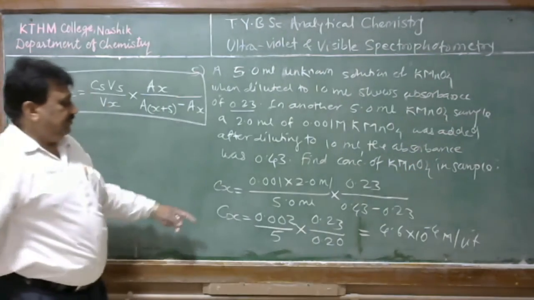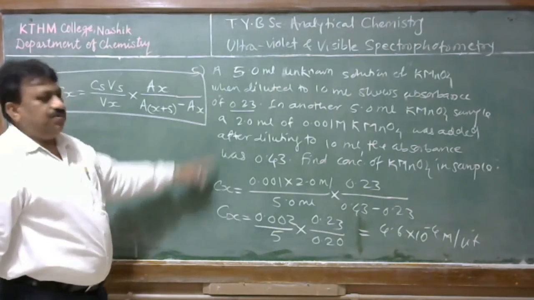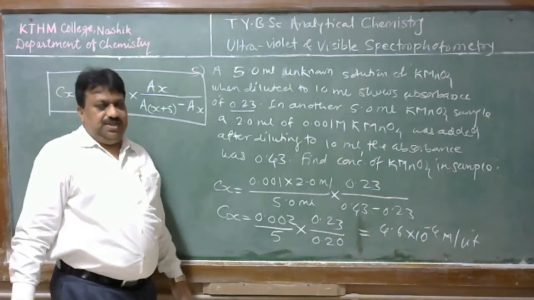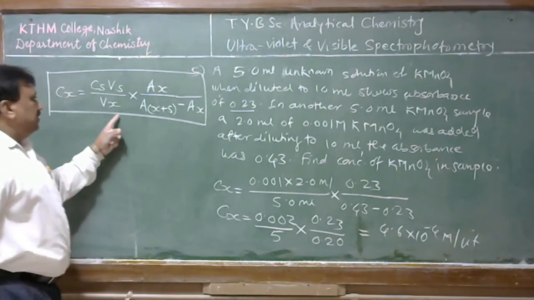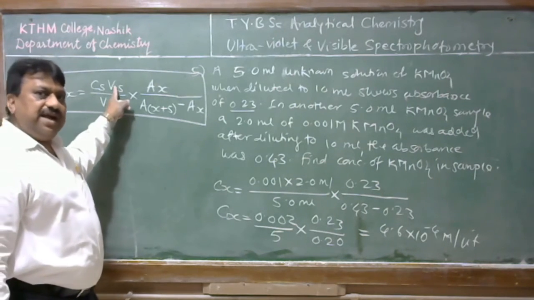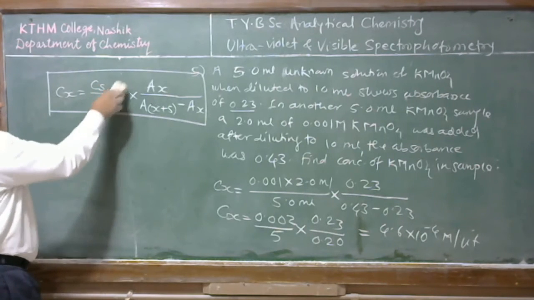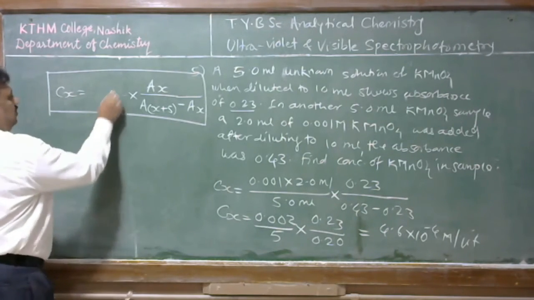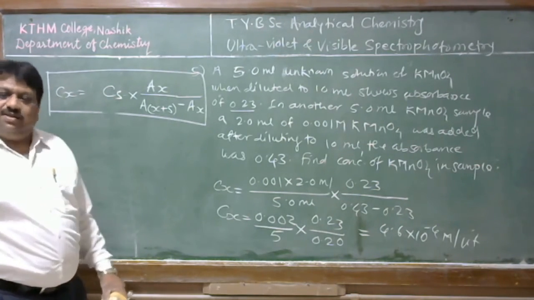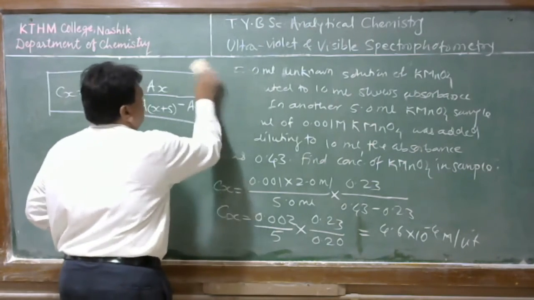Therefore, in this way, by using this formula, we can find the concentration of a sample by the standard addition method. Sometimes when the concentration of sample and concentration of standard are identical, at that time this formula becomes like this. That means here Cx is equal to Cs into this. We solve one problem based on this, the second type of problem.